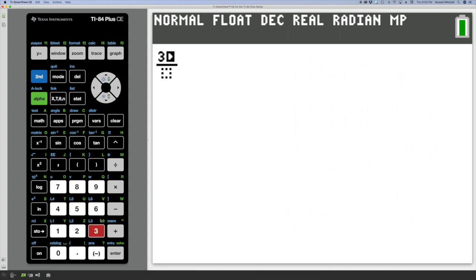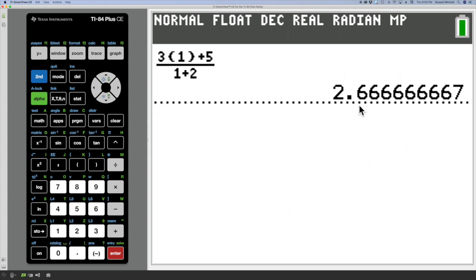So this would be 3 times 1 and then plus 5. And then down here, let's do not n, I'm sorry, 1 plus 2. Okay, so right about 3, right? Okay, and then let's do the 10th one. So that would be, pull up our fraction bar, and then 3 times 10, and then plus 5, and then over 10 plus 2.